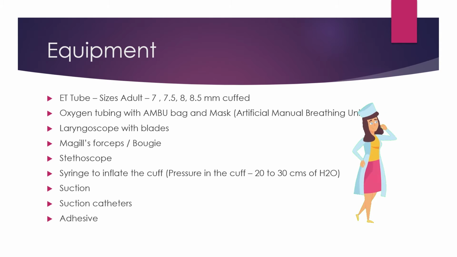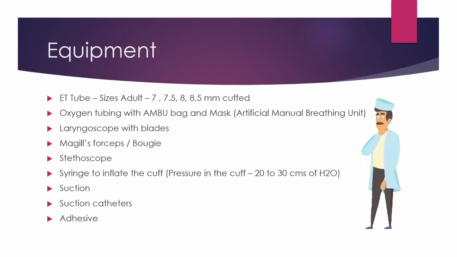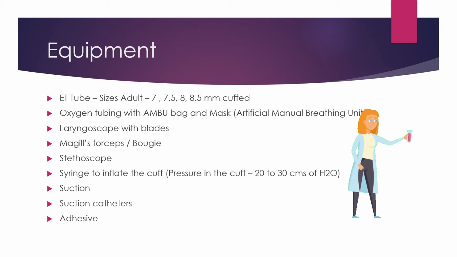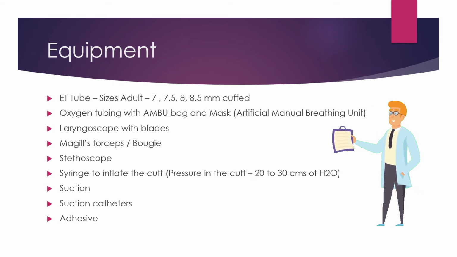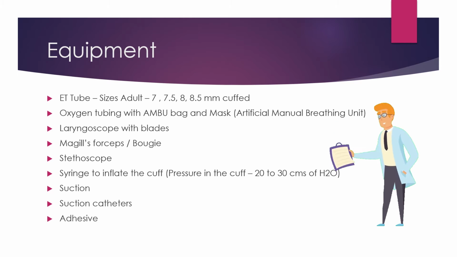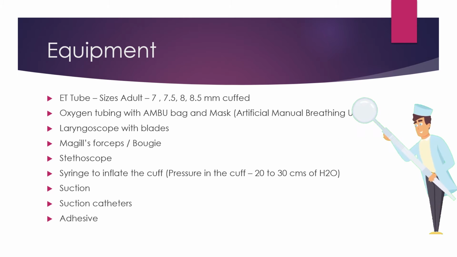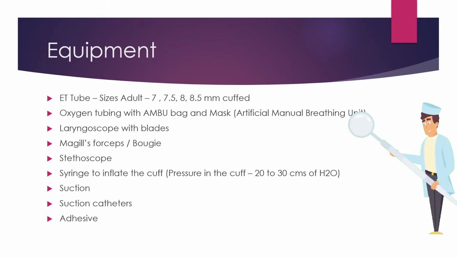And then you have the laryngoscope with blades. Usually the anesthetists prefer curved blades. Laryngoscopes have straight blades also, but most of the time curved blades are used. Then there is something called Magill's forceps and a bougie. There are two different things. I've put the pictures later on so you can have a look at them, and we'll specifically look at the function of each of the equipments. Then a stethoscope, and a syringe which we'll need to inflate the cuff. There is a cuff close to the endotracheal tube.